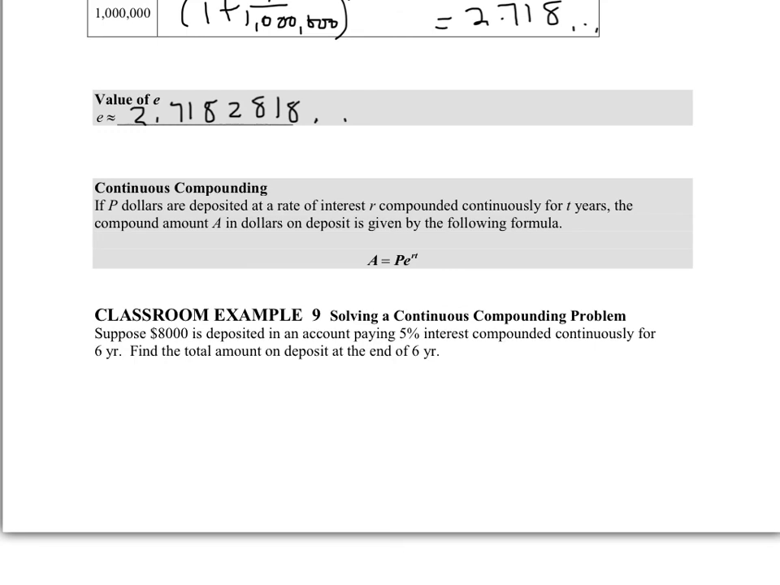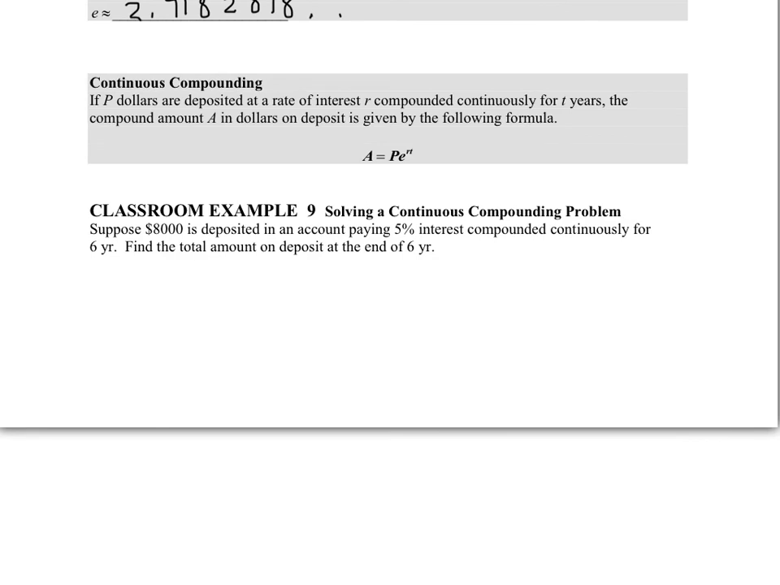So, look at our example. Suppose $8,000 is deposited in an account that pays 5% interest compounded continuously. There's clue number 1. Look for the word that follows compounded. If it's something that's a measurable amount of time, you use the other formula. If it says continuously, you're going to need A equals PERT. Now, what we're doing is compounding it continuously for 6 years, and we want to find the total amount on deposit at the end of 6 years. So that means we're looking for the A.